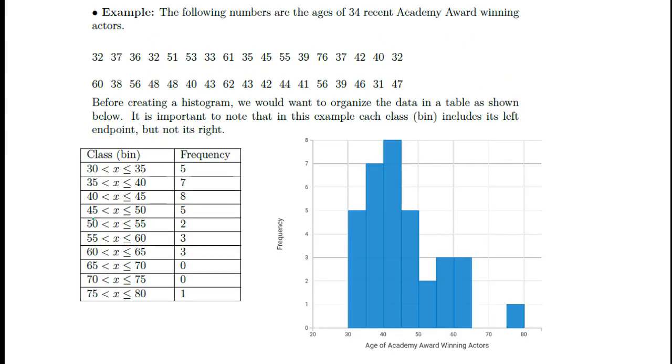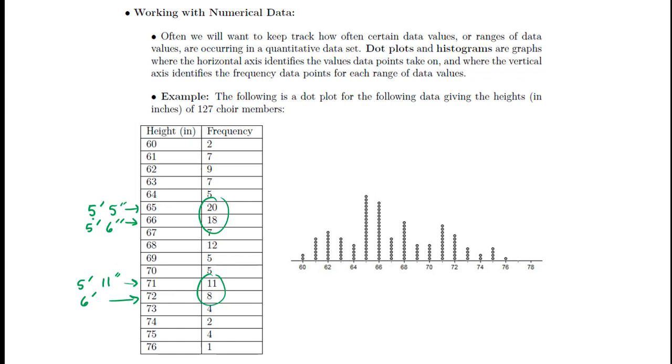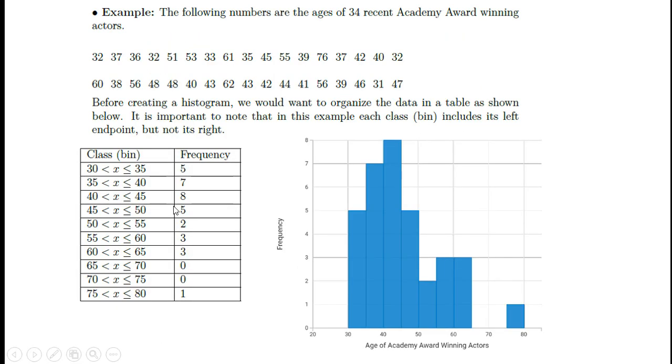Okay, so actually let me go back to the slide for 1 second. What made that dot plot possible is that there weren't too many different variable values that I had to worry about. 60, 61, 62. Remember we talked about discrete numerical variables where there's specific jumps between possible values. What if we don't have lots of repeats like we do in this data set? So here's a data set that looks at the ages of 34 recent Academy Award-winning actors. So here's the raw data, and to organize it, a frequency table is built.